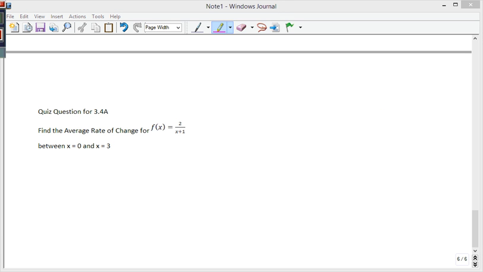Okay, here's your quiz question for 3.4a. Find the average rate of change for this function, f of x equals 2 over x plus 1, between x equals 0 and x equals 3. Enter that answer into the quiz on Canvas.